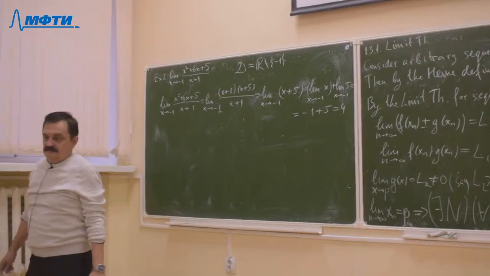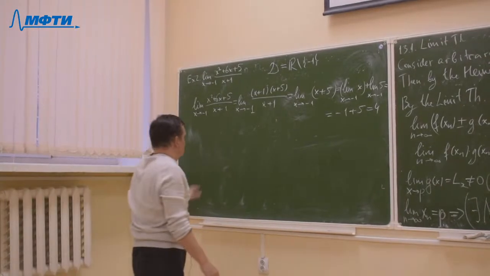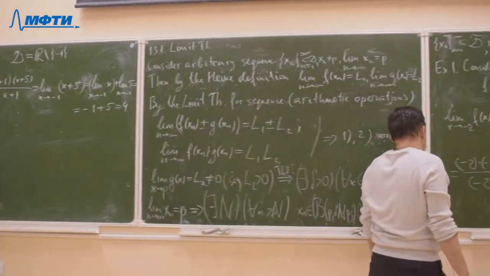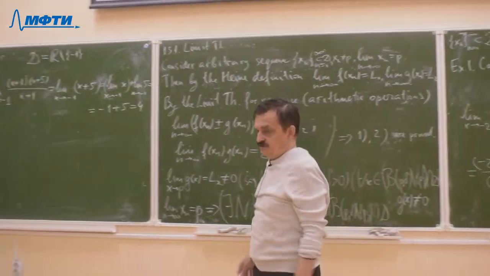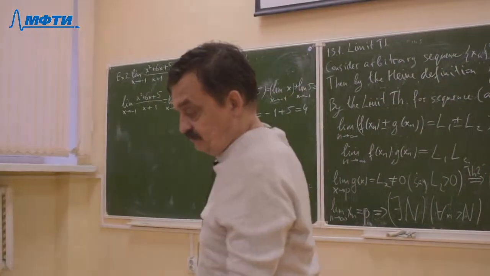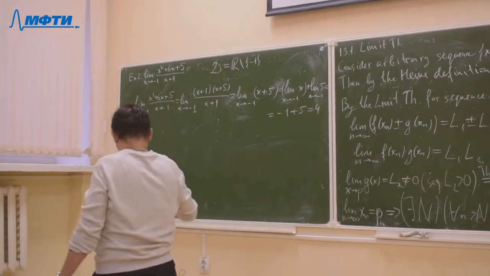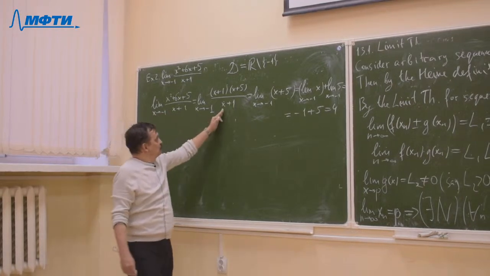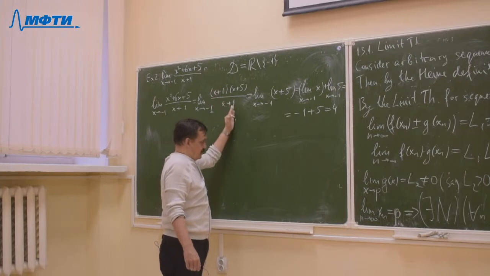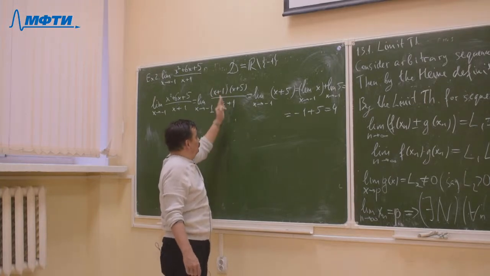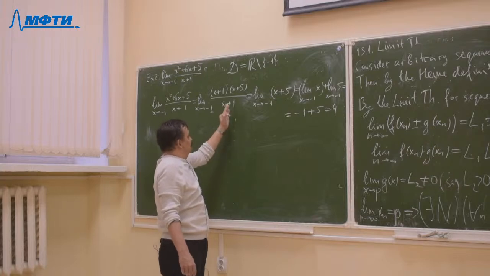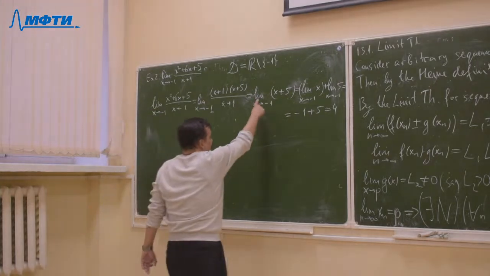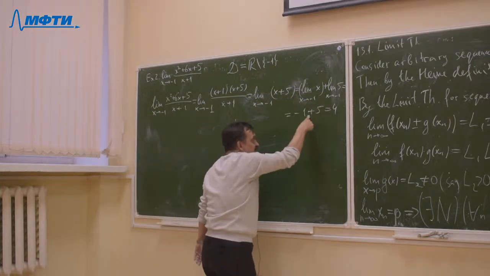So once again, this is a typical example which explains why we need those huge definitions with epsilon, delta, and so on. Because look what we do. Firstly, we cancel the multiplier x plus 1. What can be done since x doesn't equal -1? x doesn't equal -1. And after that, we substitute x equals -1.